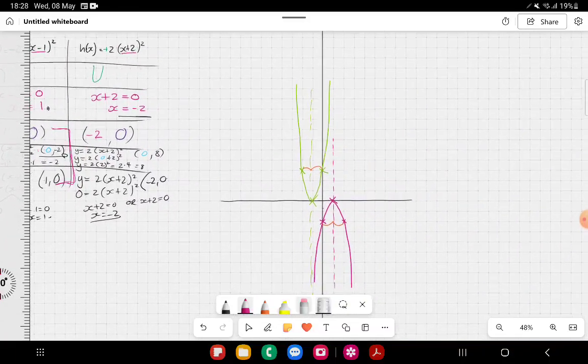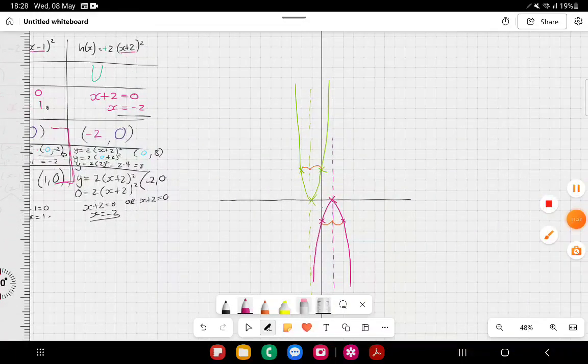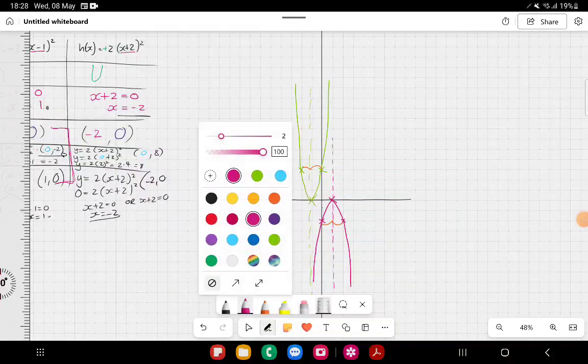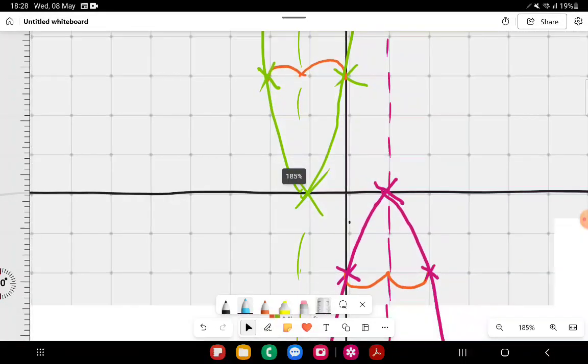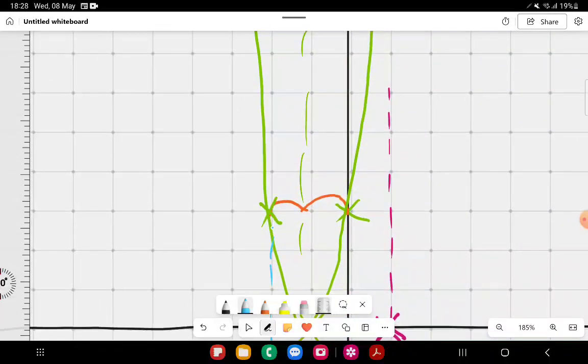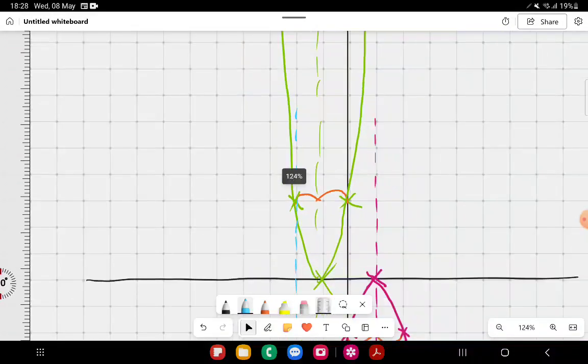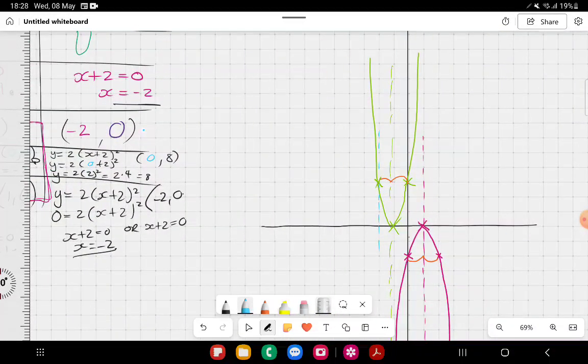Our third sketch is going to look like this. Let's do this one in blue. This one is the h of x, and we say the axis of symmetry is x is negative 2. So negative 2 is pretty much here. That's going to be our axis of symmetry. Next thing we need to know is our turning point. We know it is at 0. So that's going to be our turning point.